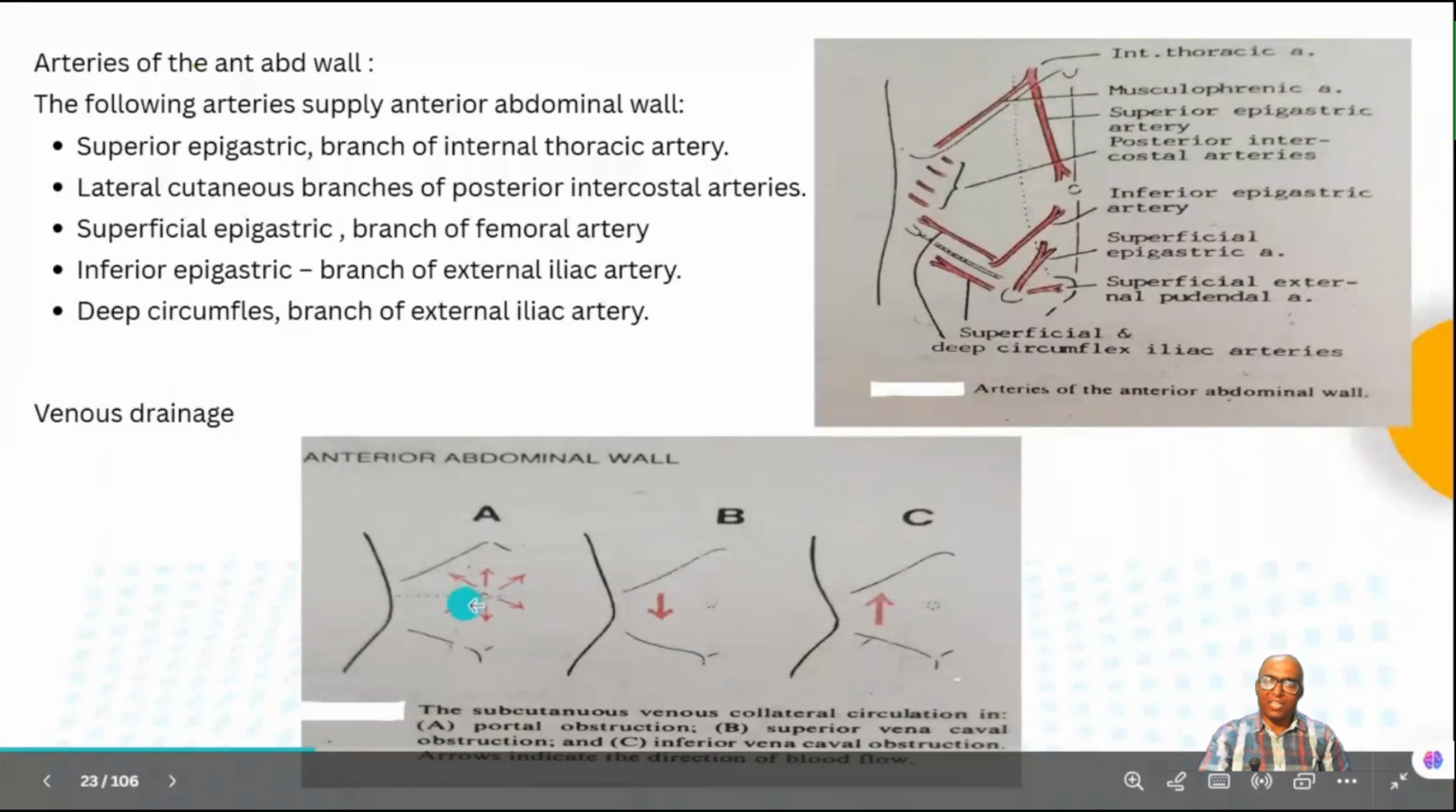Venous drainage: we have seen the umbilicus is a watershed. What happens in portal obstruction? You get the caput medusae here. When there is a blockage of the superior vena cava, the venous drainage will be downwards. In case of inferior vena cava obstruction, the arrows will indicate the direction of the blood flow. So there will be venous drainage in the upward direction.